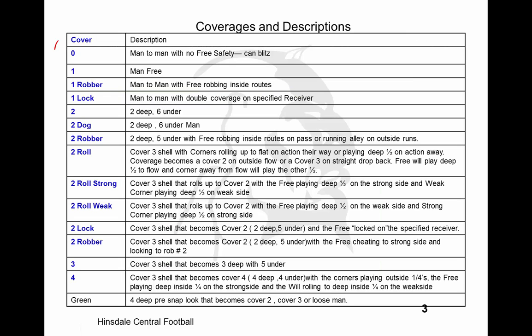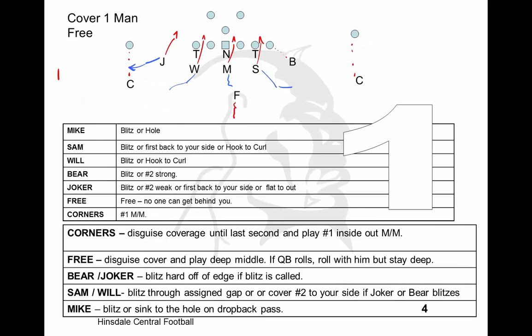So there's a whole list of coverages. We won't play half of these. There's a whole bunch of different ways that we could anticipate the way that we play our defense against different fronts. But primarily, we're red, white, and blue. So let's take a look and see what that is. So this is what we call the red defense, correct? The red defense is what's called cover one, or man free. And that means that all the linebackers have a man, but the free safety is free.